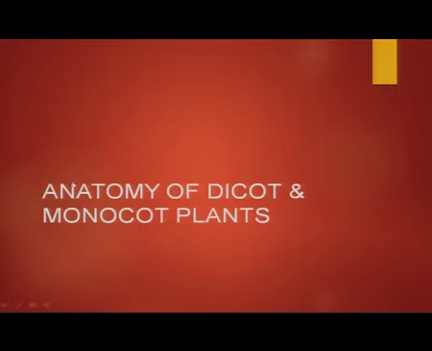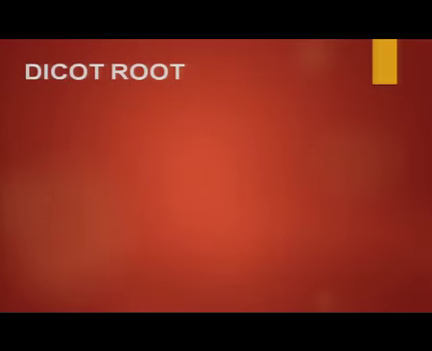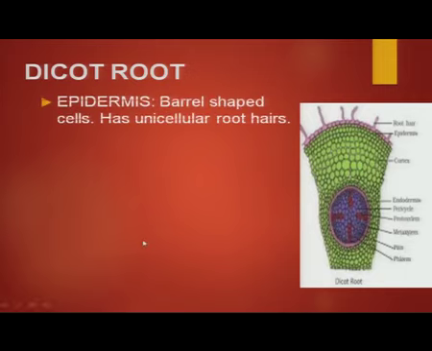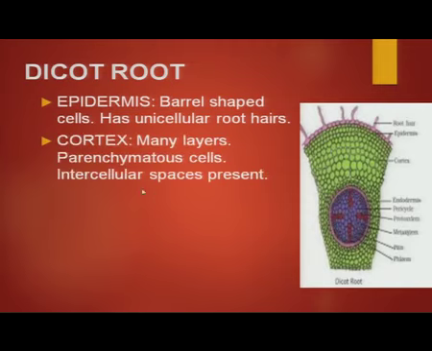Now, we will discuss the anatomy of dicot and monocot plants. We will study the different structures in detail of organs like stems, roots and leaves. Let us begin with the dicot root. Here this diagram is given in your NCERT books also, and we will discuss the features of dicot's root one by one. Beginning with the epidermis, the cells are barrel shaped and the root hairs are unicellular.